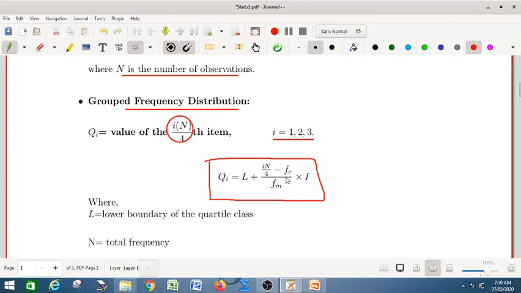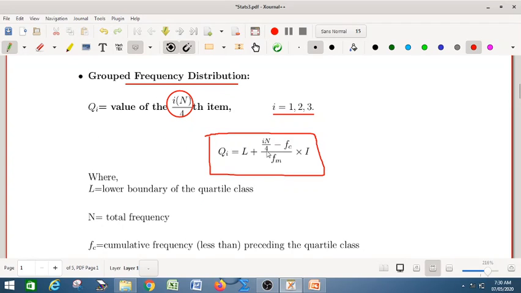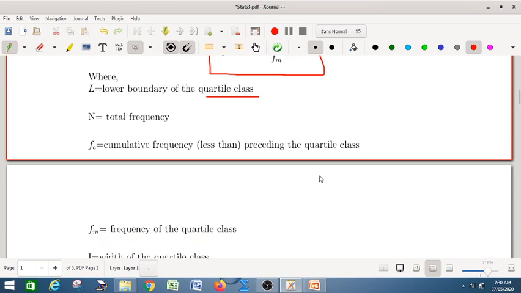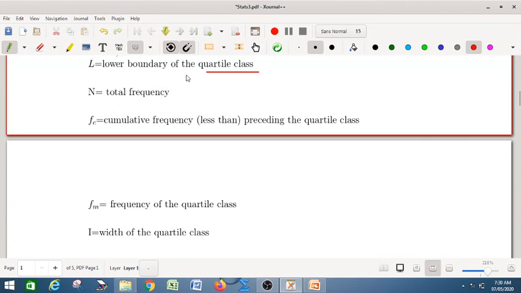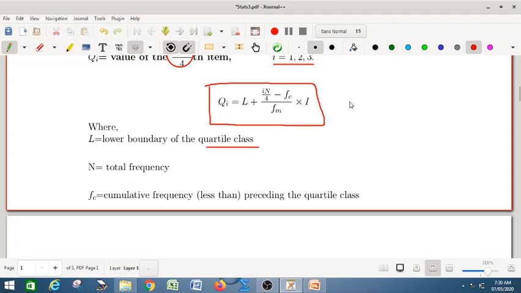And Fc is the cumulative frequency preceding the quartile class. Fm is the frequency of the quartile class. L is the lower boundary of the quartile class, and i is the width of that quartile class. Okay, these are the explanations. This is the main formula.